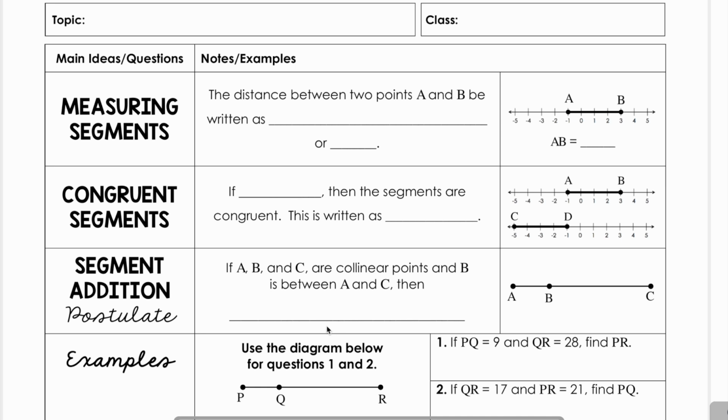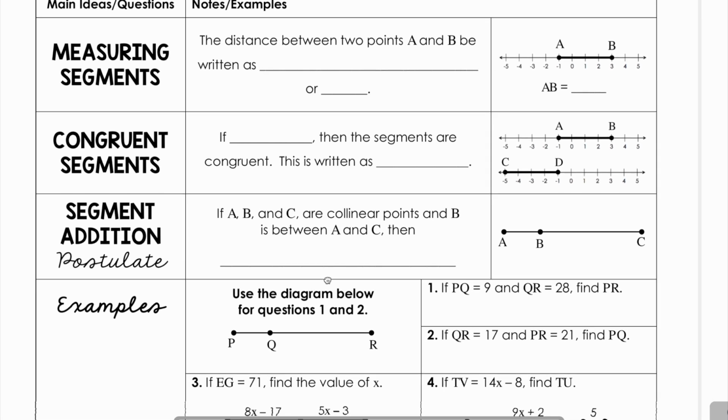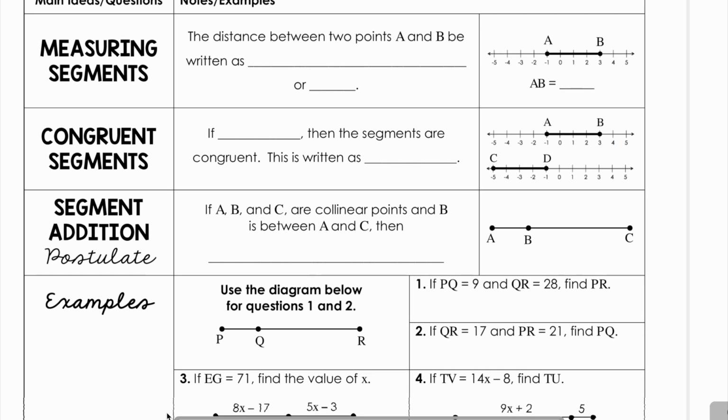Alright, this is going to be our second set of notes for Unit 1. Our first topic that we're going to be looking at is measuring segments. The distance between points A and B can be written as the length of that segment, or the length of segment AB.